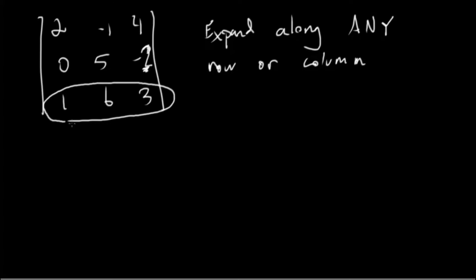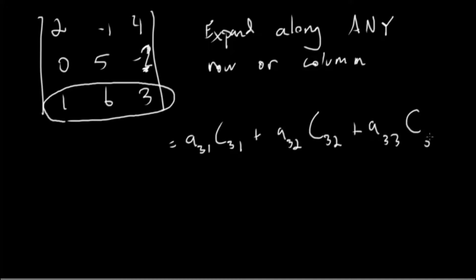So what does that mean? The determinant of a matrix is going to be equal to a31 times the cofactor C31 plus a32 times the cofactor C32 plus a33 times the cofactor C33. So we're going to do this in a second, but once again, you could do this for any row or any column.